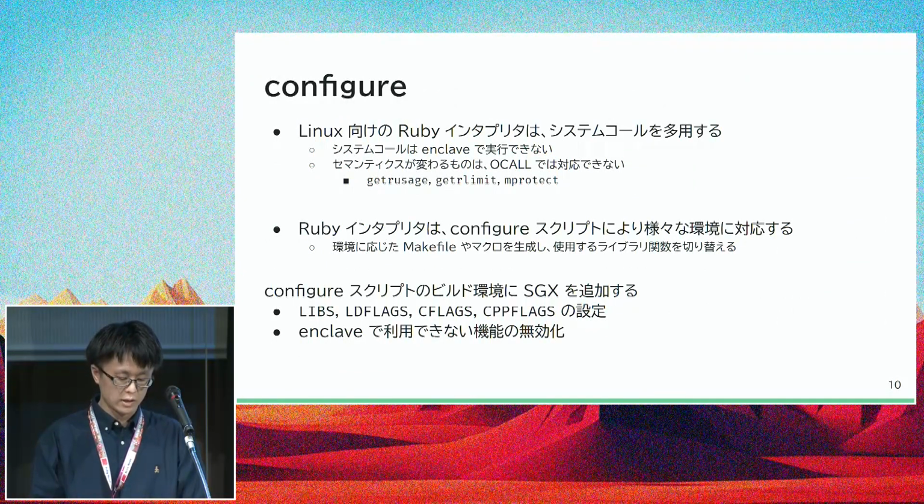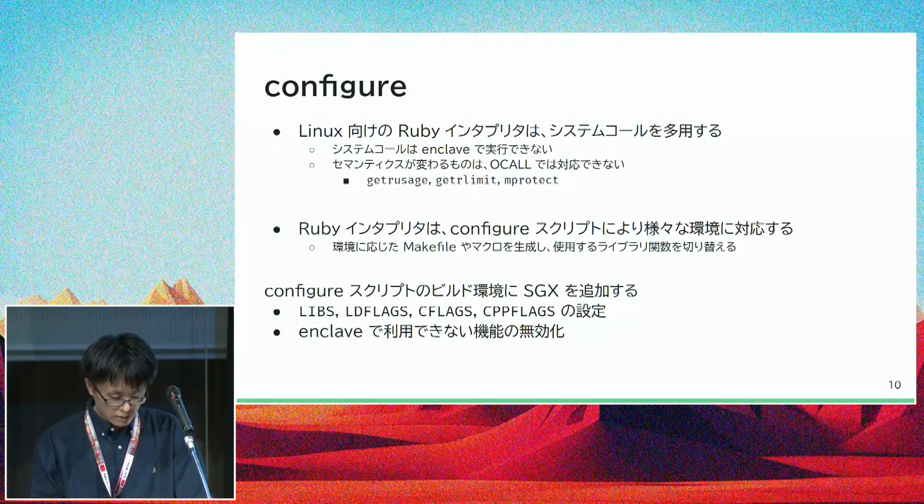This is a Linux-oriented Ruby interpreter. System calls are used, and it is actually compatible inside. Having said so, however, semantics might be modified in some cases. In that case, you cannot respond to that by using OCall. The configure script should be modified in the first place.